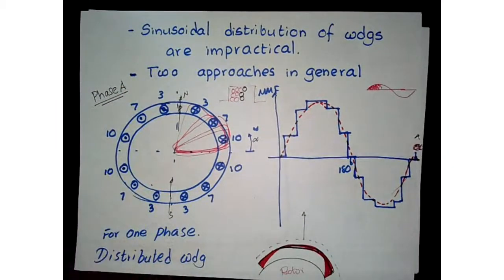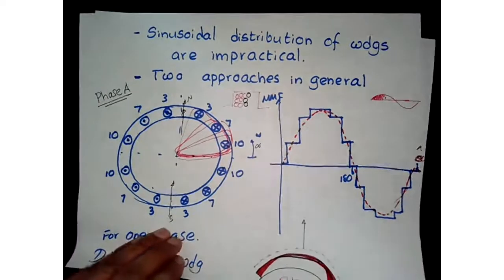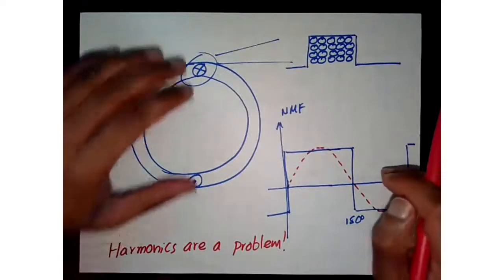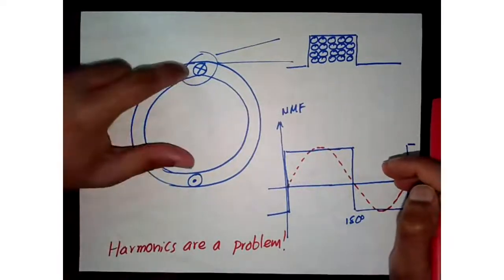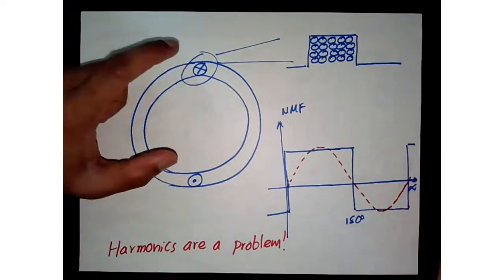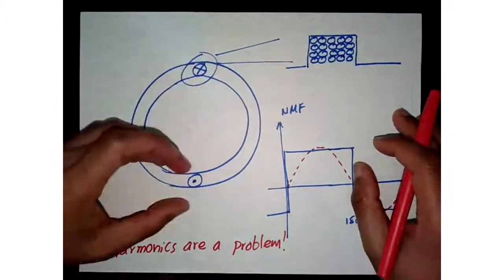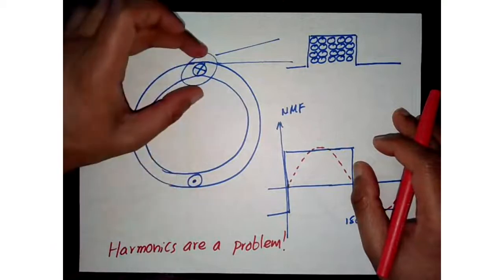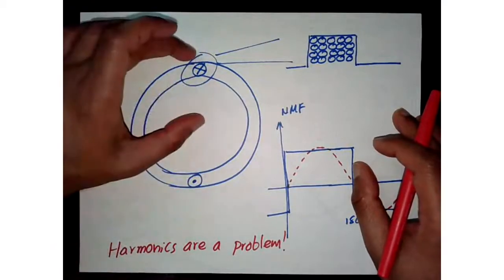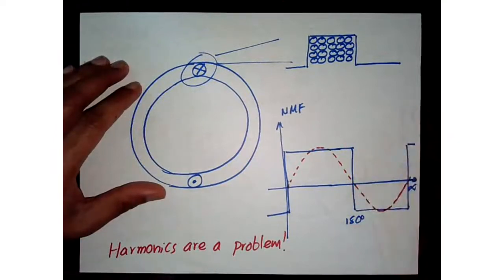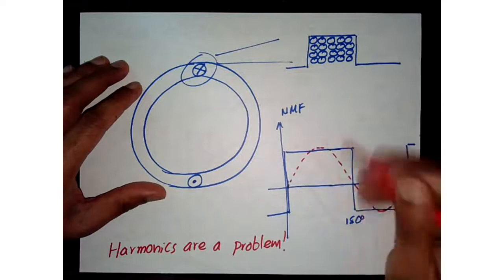So we talked about the distributed winding case. The other approach is basically concentrated windings, which is basically you have two slots dedicated for phase A, where all your windings are in that slot or in those slots. Okay, and then when you go around the machine and when you look at MMF, it's going to look square, like a square.